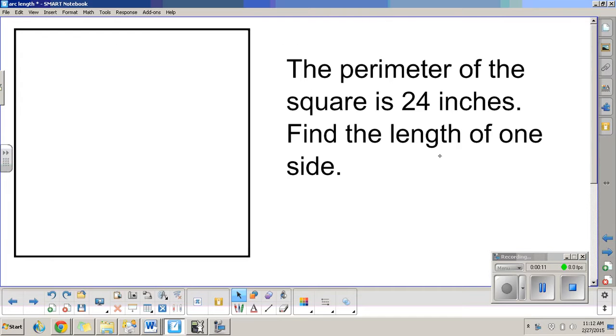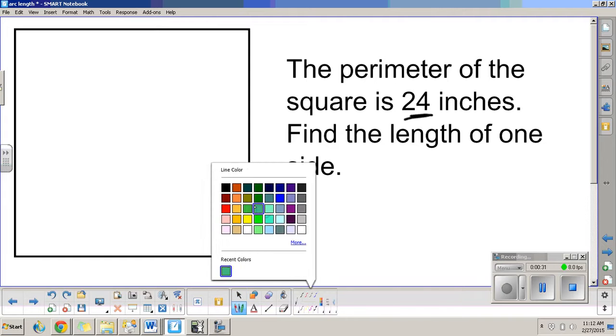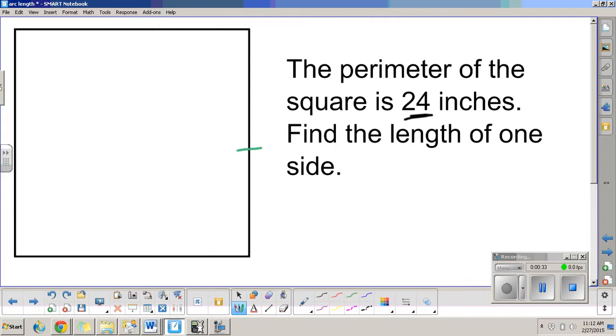Let's first begin by reviewing a concept that you already know, and that's perimeter. If I want to find the perimeter of all four sides of a square, I would add up those sides. So let's say that you have been given the perimeter is 24 inches. Now, find the length of one side. We know that all four sides are congruent. So if all four sides are congruent, then each side must be 6 inches.